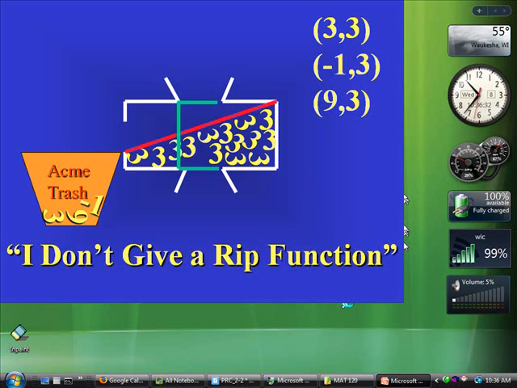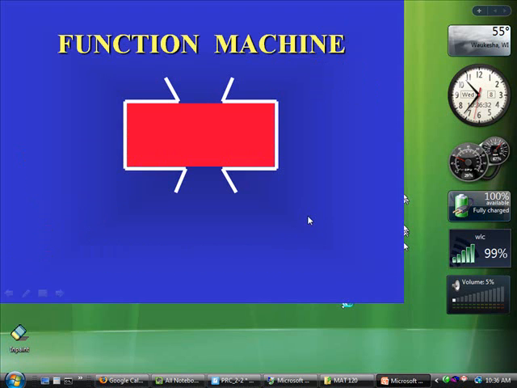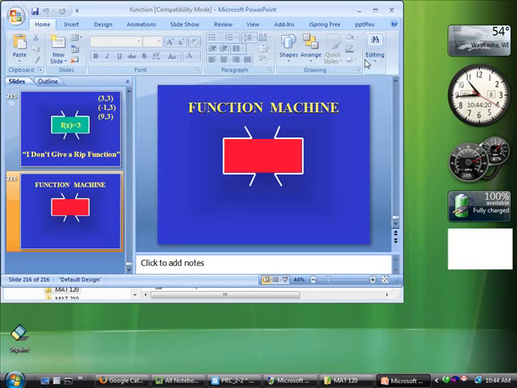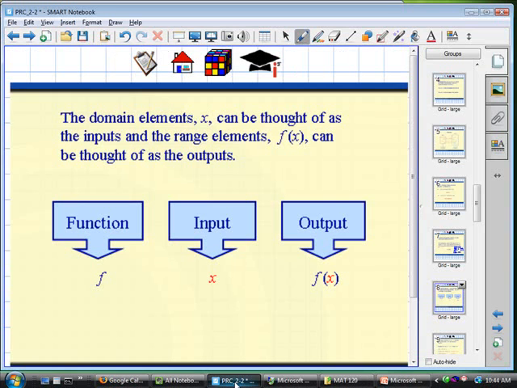Okay, there's my little function machine. Anyway, I just wanted to show you that because that's exactly what we're talking about. Input, output, and by the way, there are certain ones, like the constant function and the identity function that we had a few minutes ago. Those are going to be part of this chapter.